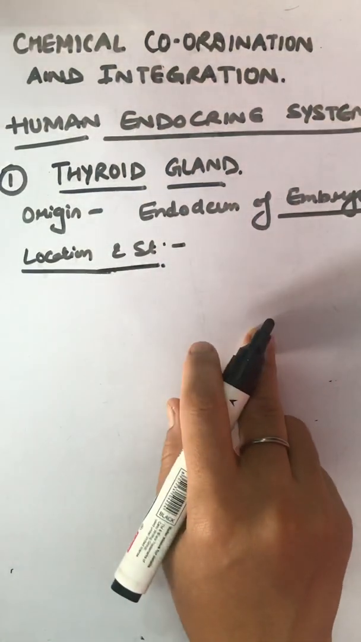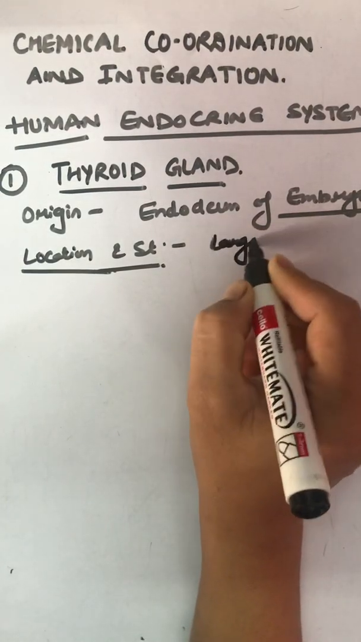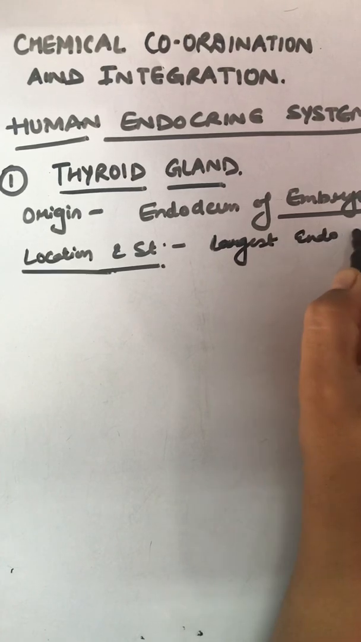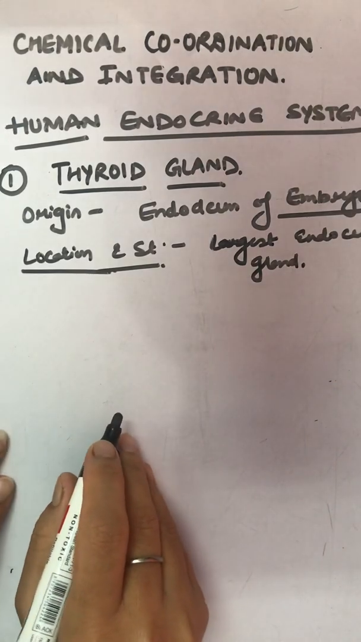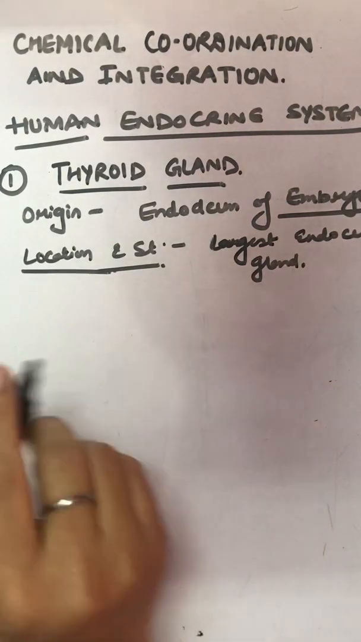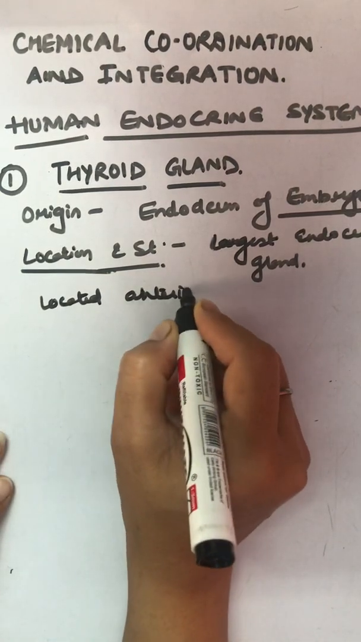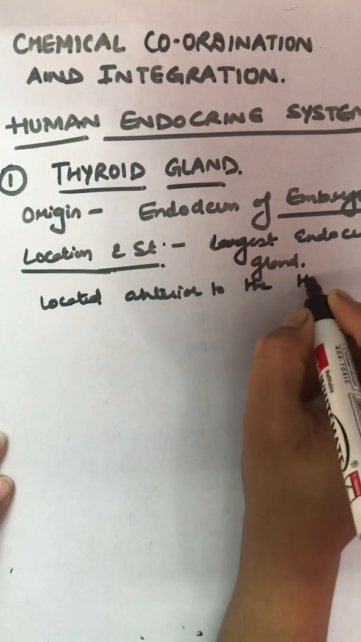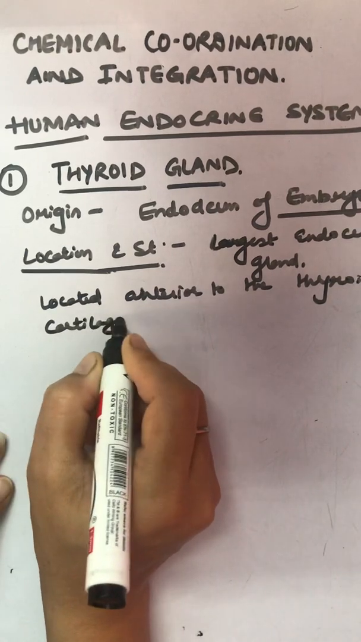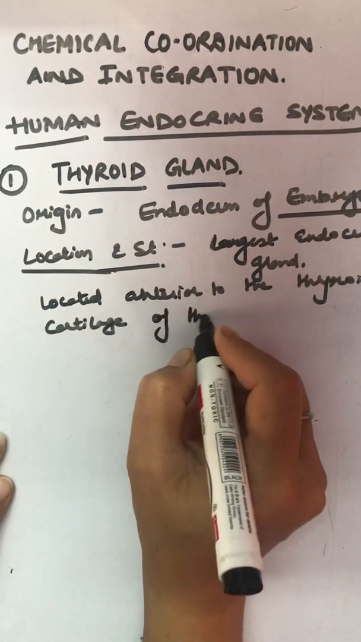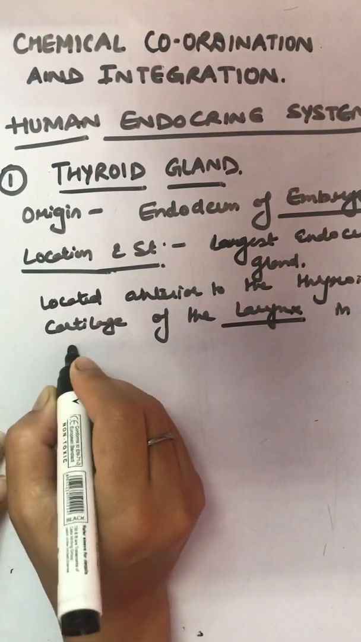What we know about thyroid is it is the largest endocrine gland. And secondly, this is located anterior to the thyroid cartilage of the larynx in the neck region.